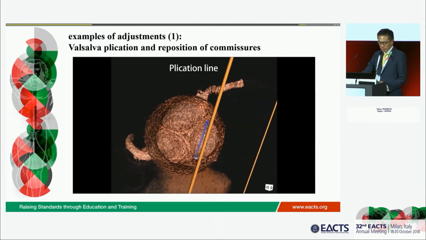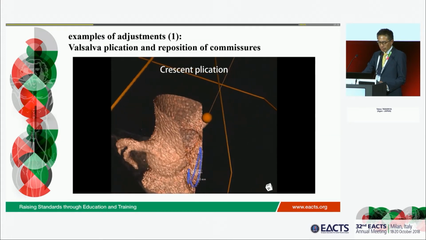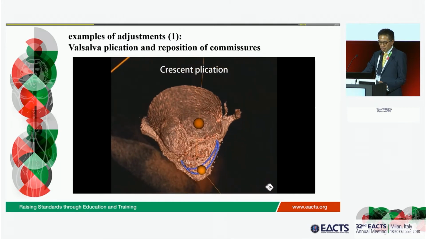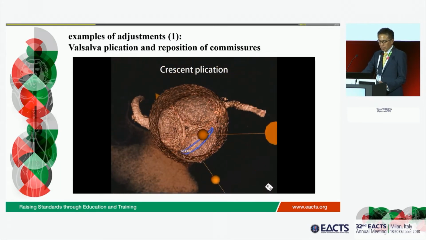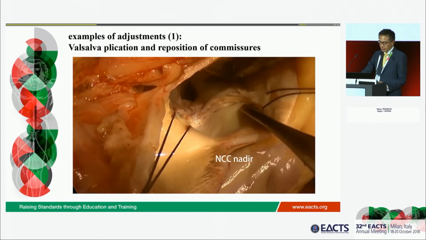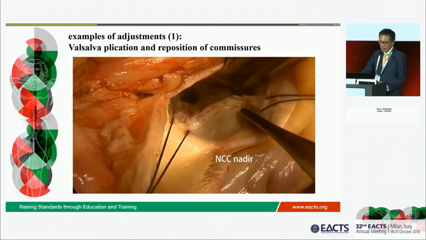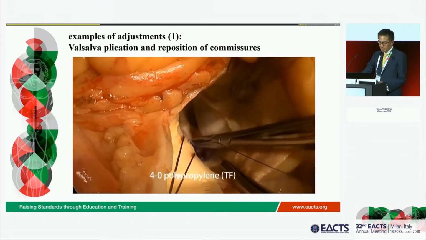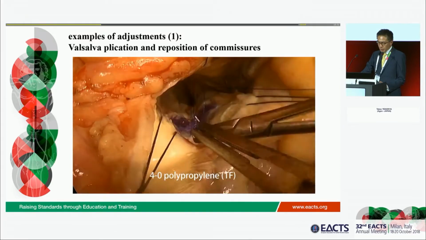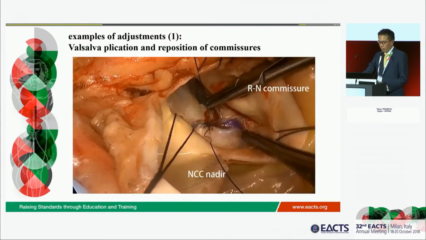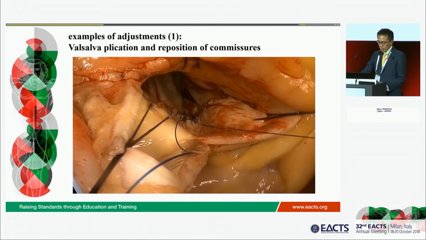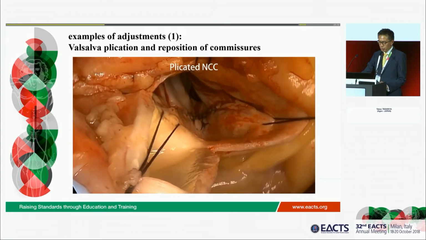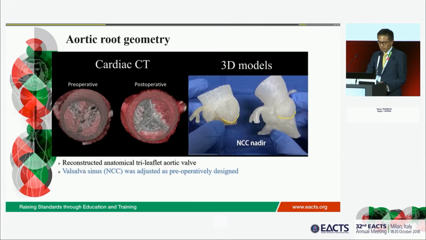This patient had severe AR and the non-coronary cusp nadir is deviated toward the left ventricle, like that. These kinds of findings are not so easy to identify even in the operating field. So according to the information, we simply plicated Valsalva with 4-prolene to adjust the nadir level for our leaflet procedure. After completion of nadir application, just forward to the leaflet attachment. So in this case, the Valsalva sinus of the non-coronary cusp was adjusted as preoperatively designed, like that.